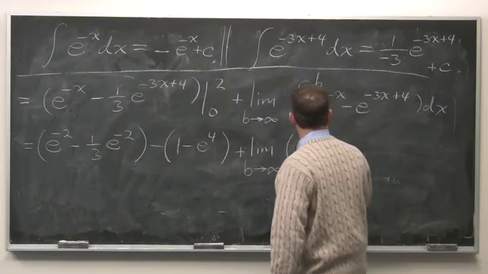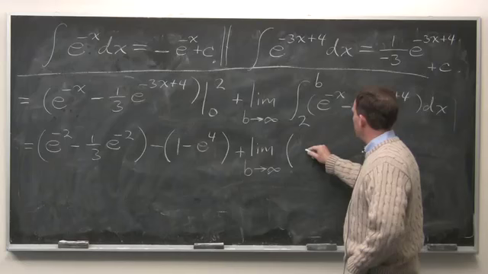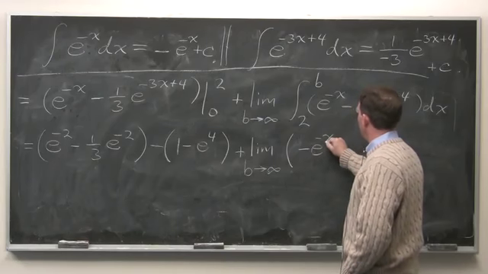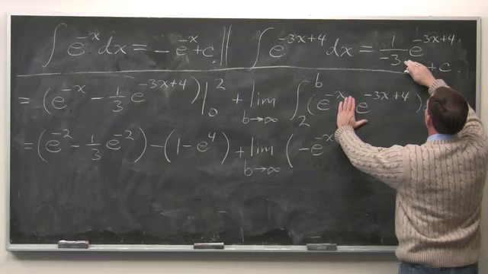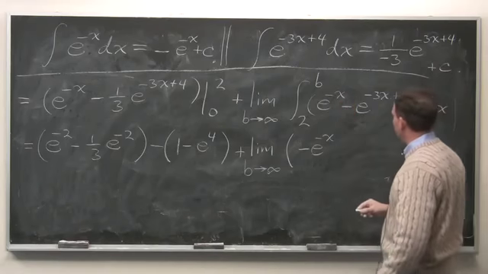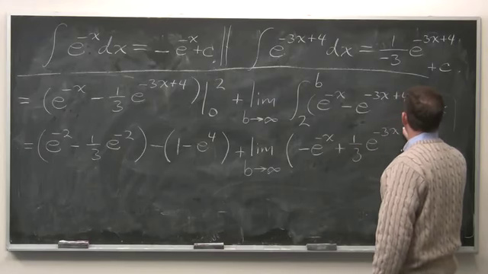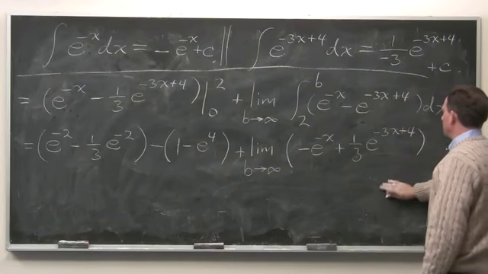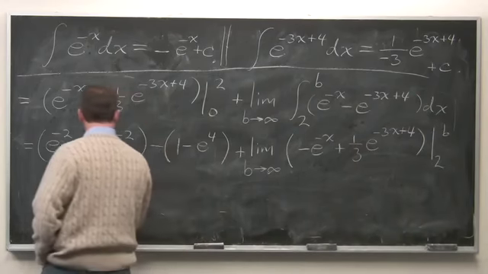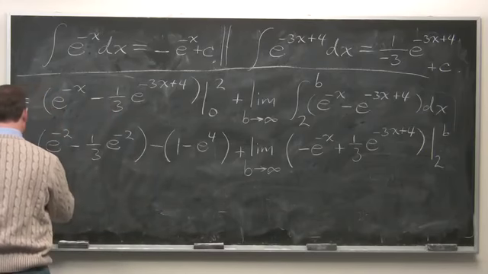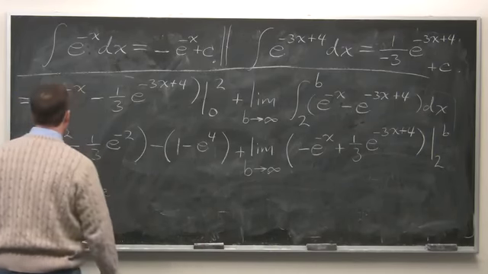And now we have to use these antiderivatives up here again. Antiderivative of e to the minus x is minus e to the minus x. Antiderivative of this part is minus 1/3 e to the minus 3x plus 4, but we have a minus that, so minus minus, plus 1/3 e to the minus 3x plus 4. And this is evaluated from 2 to b. And so we get e to the minus 2 minus 1/3 e to the minus 2.